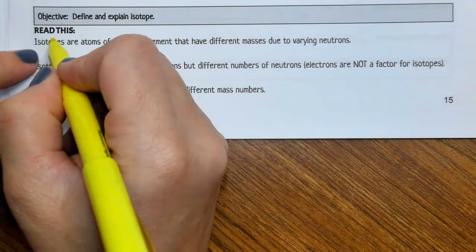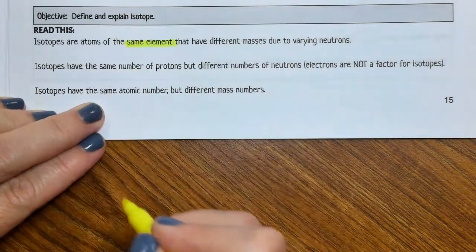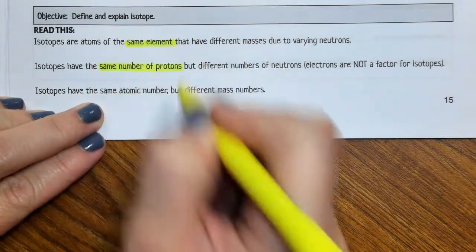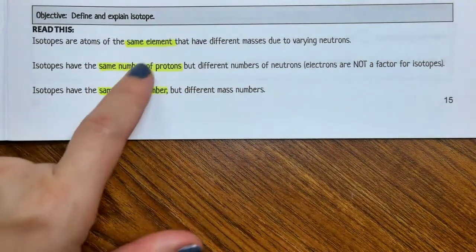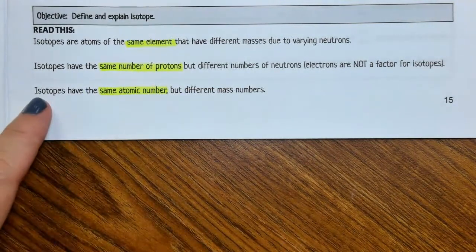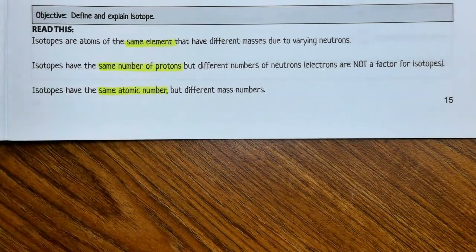Isotopes. Okay, isotopes are going to be atoms that have the same element, which means they have the same number of protons, which means they have the same atomic number. This is what is the same for isotopes. They have the same element, they have the same protons, they're going to have the same atomic number.